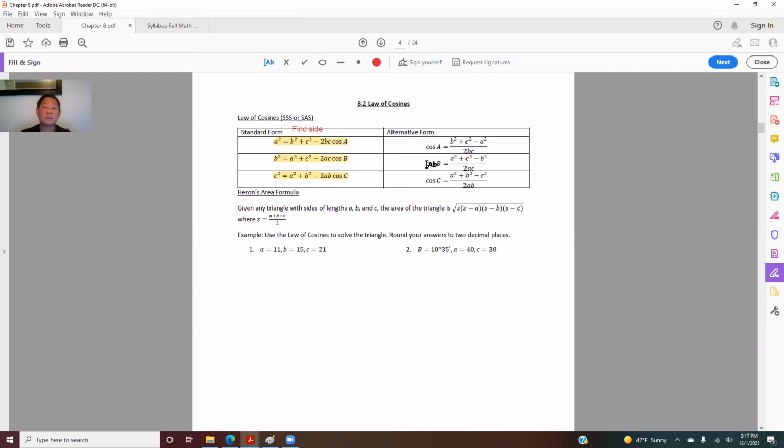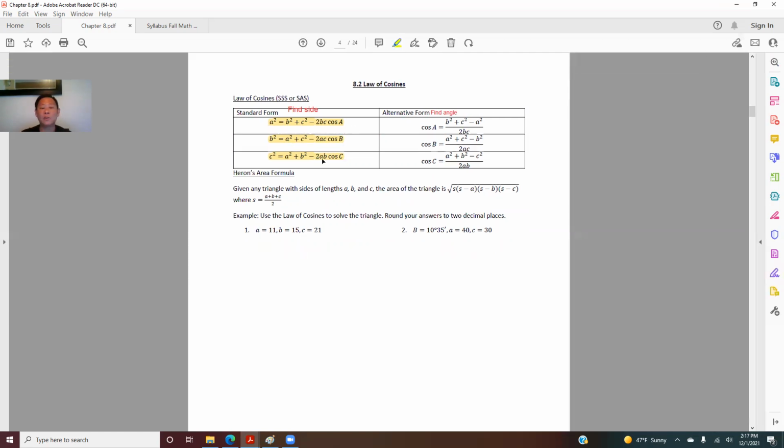Okay. The alternative form is if you take this standard form and solve for cosine A, that means you subtract b squared, subtract c squared, and then divide by negative 2bc, and you will get this alternative form. This form is used to find angles. So it depends on what the question wants you to find. If a question wants you to find the side, I recommend you use this formula. If a question is asking you to find the angles, I recommend you use this formula.